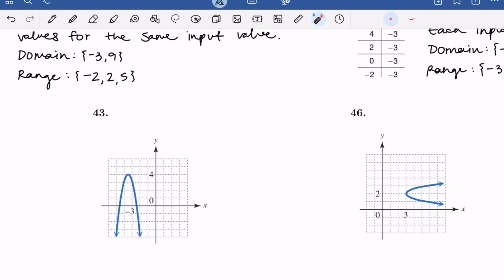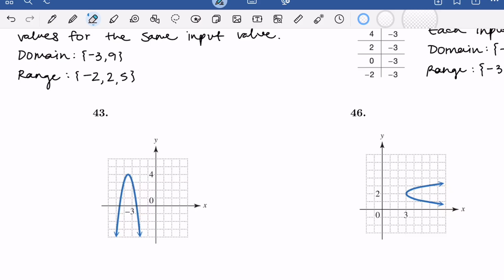Like I said, this is a relation. Every point on this line is a set or an ordered pair. What we're going to do with graphs to figure out if they are functions is use our vertical line test. Remember, each input value needs to have only one output value in order for a relation to be a function. So any vertical line drawn through the graph of our function must intersect the graph at only one point in order to be a function.